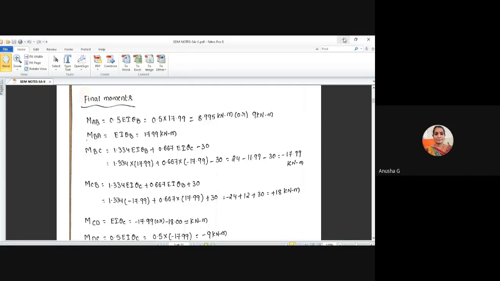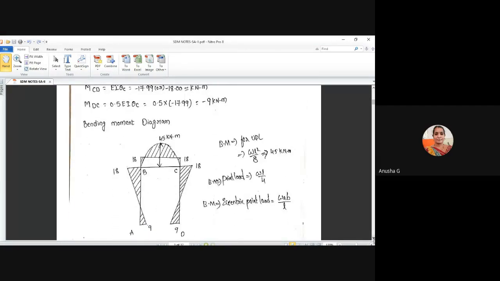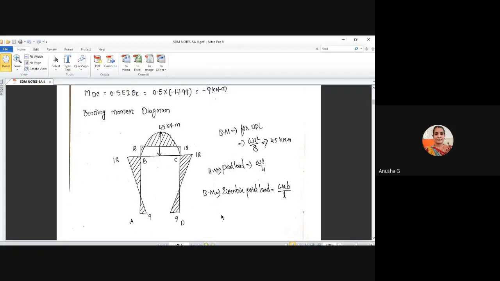Okay, next all of you draw the bending moment diagram. How will you draw the bending moment diagram? For a UDL, we'll get a parabola, the maximum for the UDL. For a UDL, what is our formula? WL square by 8. That value you have to write here.